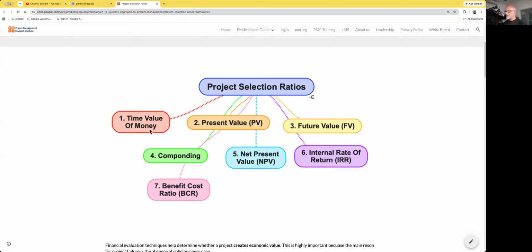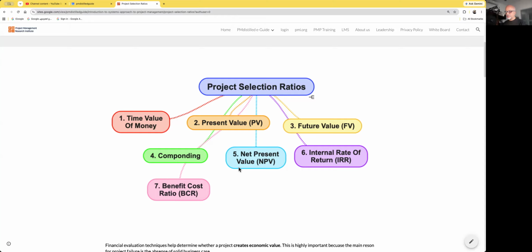So these are the basic project selection ratios. We discussed time value of money. We discussed present value and the future value. We also mentioned the formula, that is the future value is equal to present value into (1 plus r) to the power of n. We also discussed compounding, the process where you put a deposit and reinvest the interest gained so that we can gain interest on the interest gain and the principal as well. So we call it compounding.